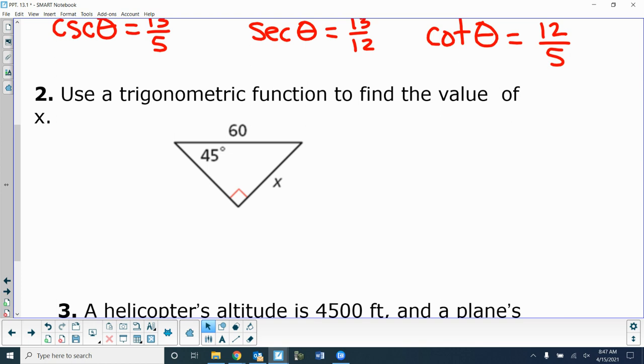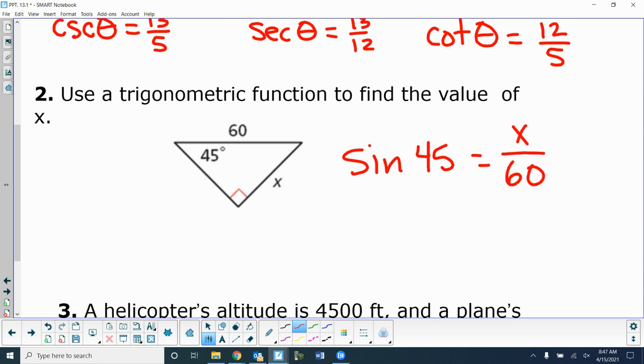All right. So they gave me this angle, 45. So which side is the x? Opposite, straight across, right? Over hypotenuse. What's opposite over hypotenuse? Sine, right? So sine of 45 degrees equals opposite x over hypotenuse 60. Okay? So that's how they wanted you to do it.